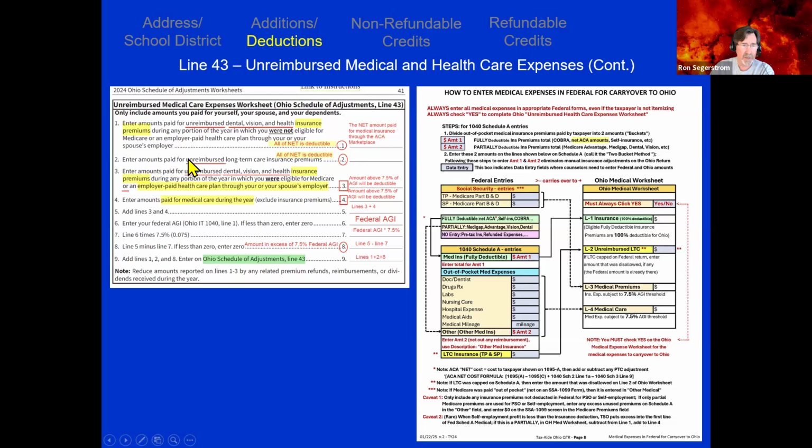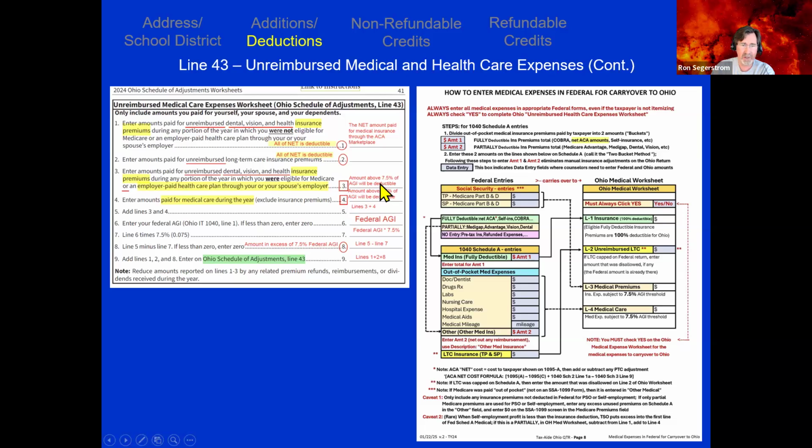Also, enter amounts in line 2 for unreimbursed long-term care insurance premiums. That goes right there. Anything else, insurance paid during the time period in which you were eligible for Medicare or an employer-paid health care plan through your or your spouse's employer, the unreimbursed portion is deductible in the amount in excess of 7.5% of your AGI. And then line 4, paid for medical care during the year, in the amount in excess of 7.5% of AGI.